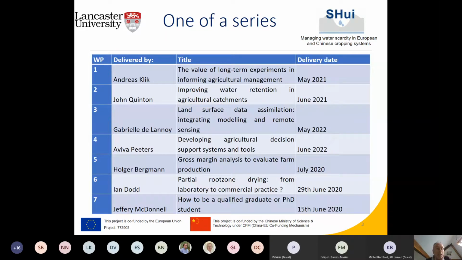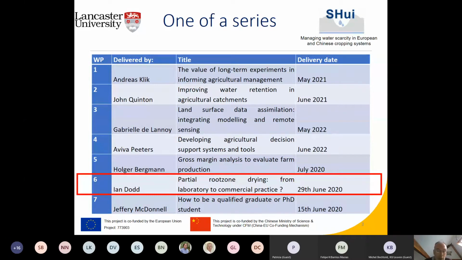As I mentioned, today's webinar is part of a series, and in some ways we're going in reverse chronological order. So our colleagues in China hosted the first webinar 2 weeks ago, and so today the topic I'll address is partial root zone drying from laboratory to commercial practice.